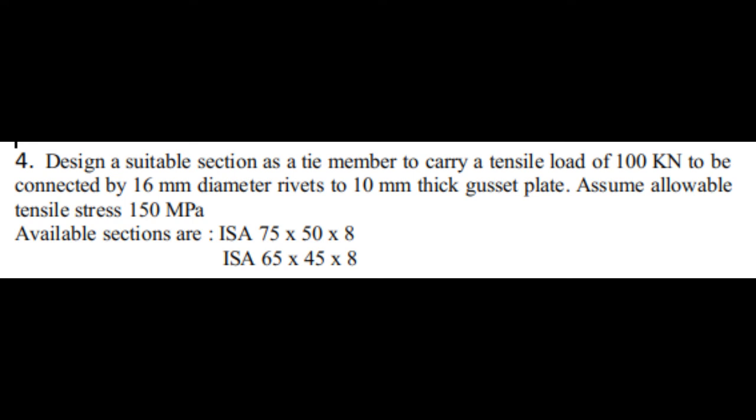Available sections are ISA 75 by 50 by 8, and the second section available is ISA 65 by 45 into 8. Please note down the question before proceeding further. In the last 3 problems that we have done, we have just found out the strength of the member.